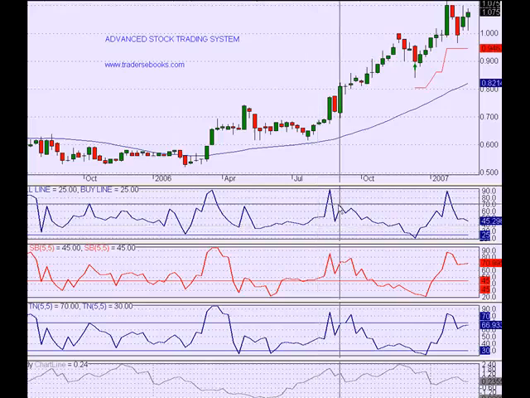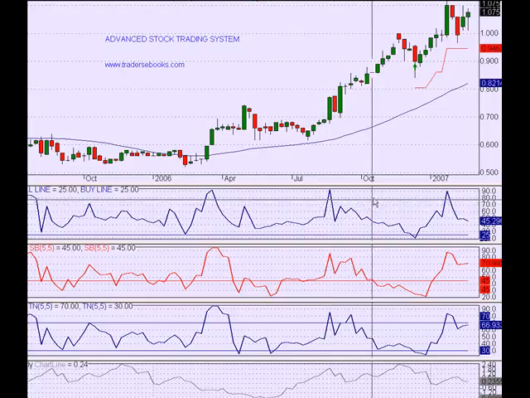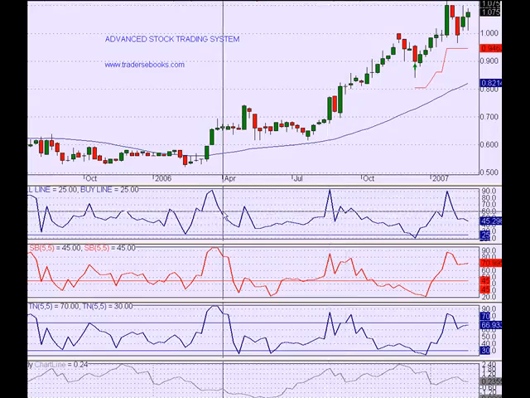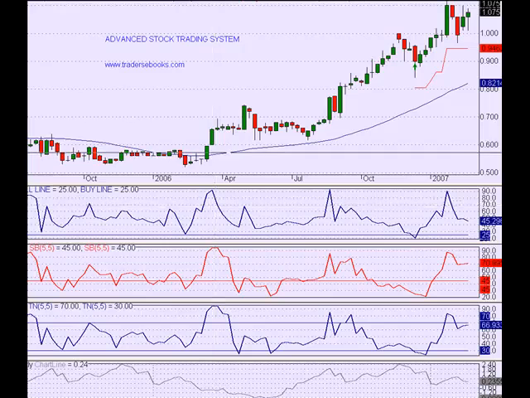The other condition is an overbought condition on the public activity indicator up in the 90s, and that has never been met in the history of that stock. So that's the system.